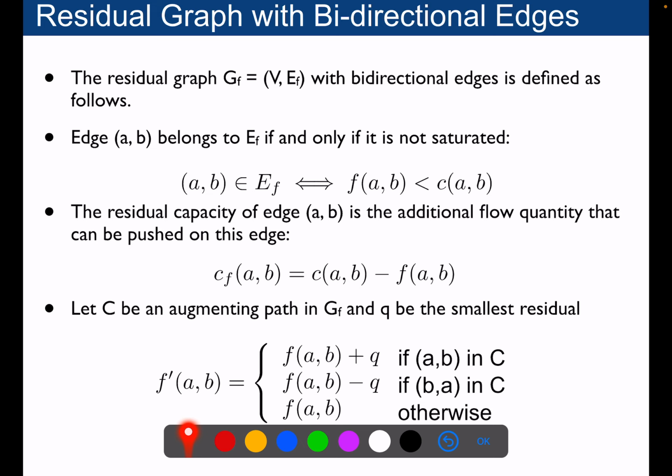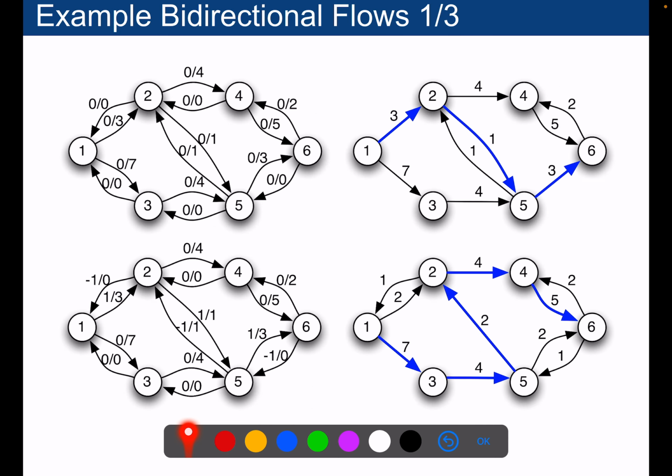So you can read the definition here about the residual capacity. Okay, it's almost the same as what we had before, but it also works with bidirectional edges. And that's an example with bidirectional edges.